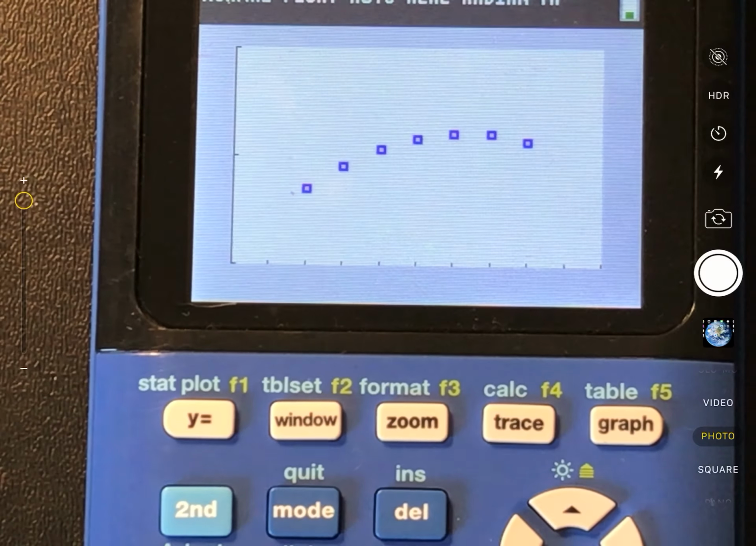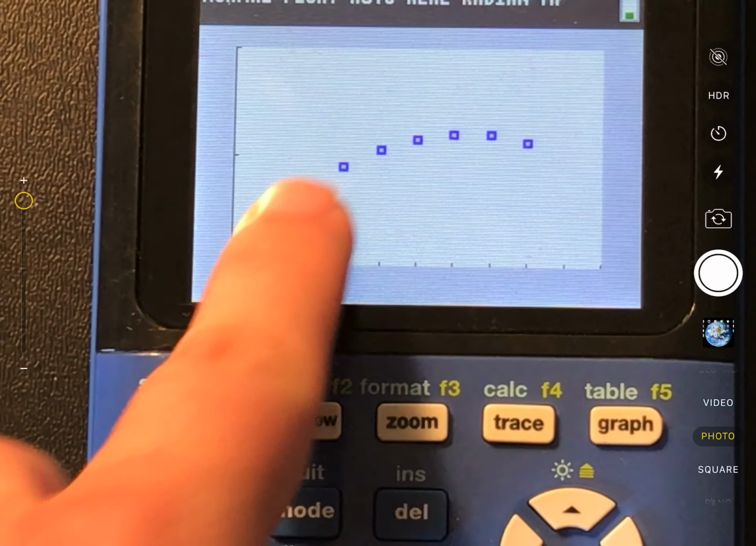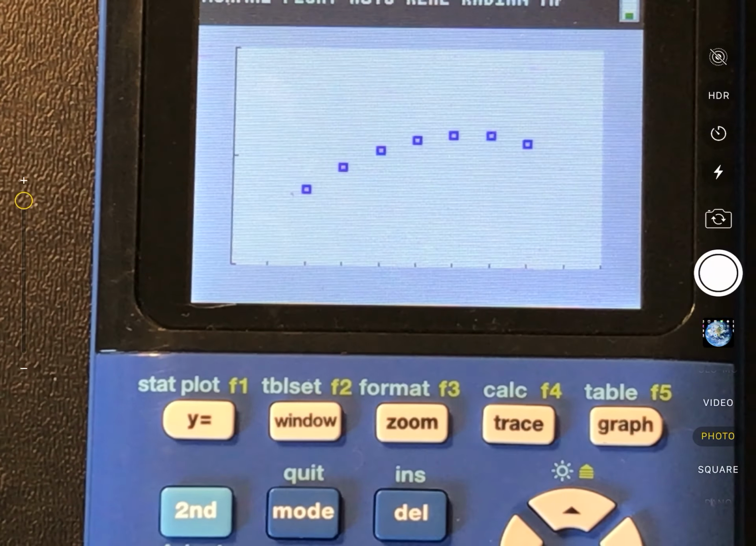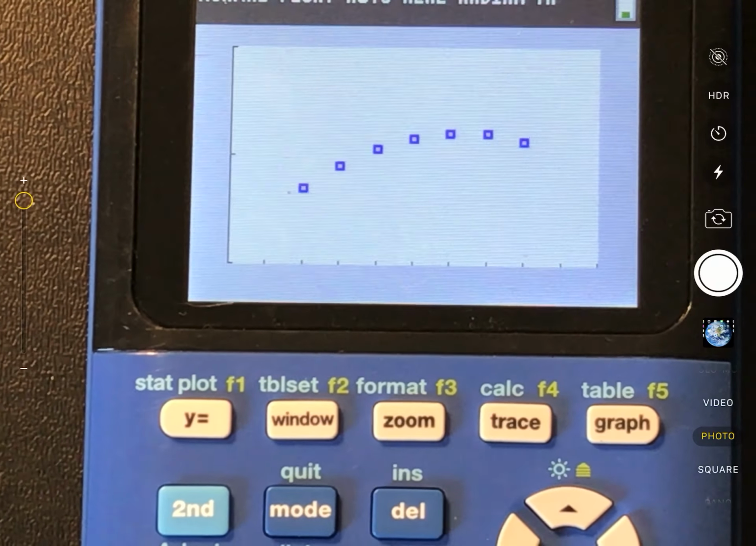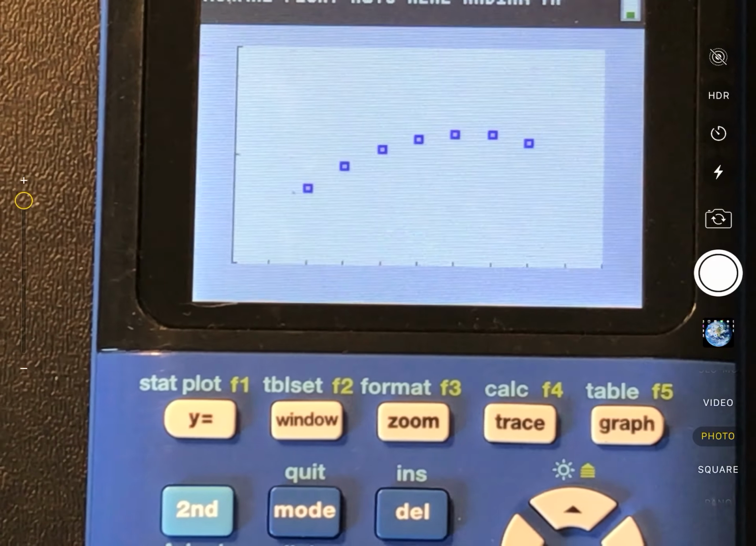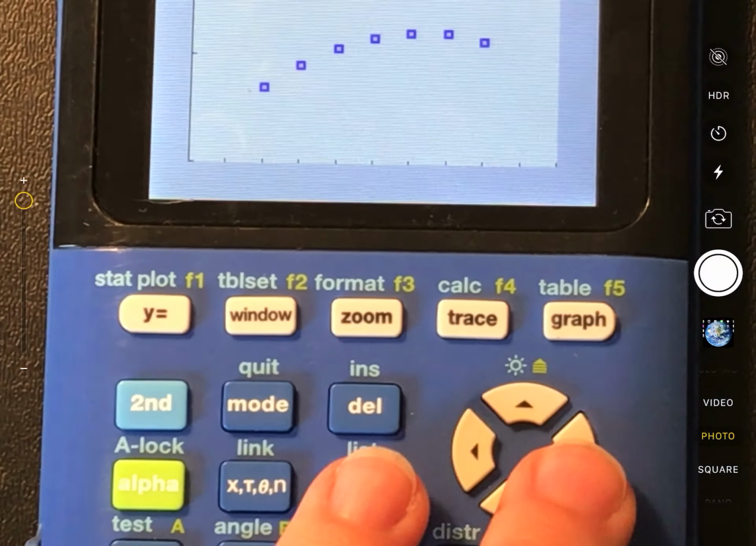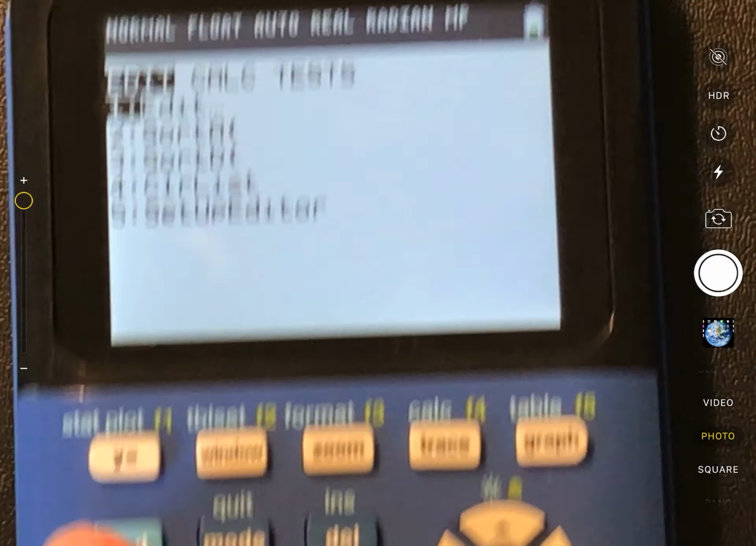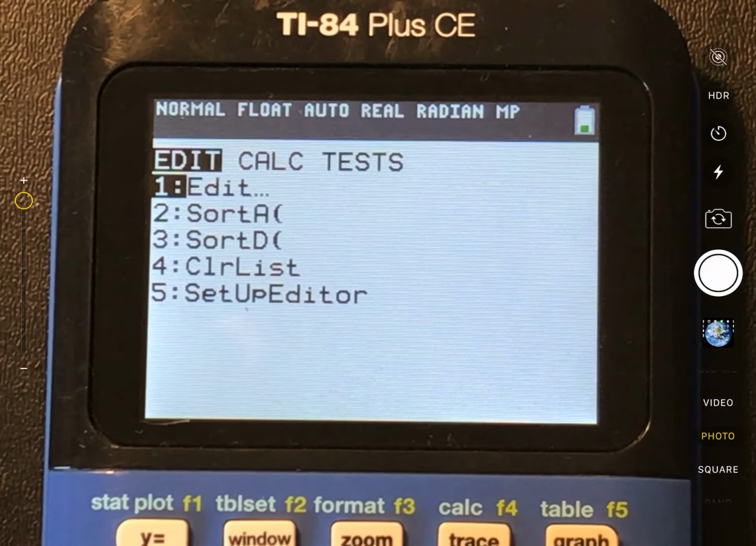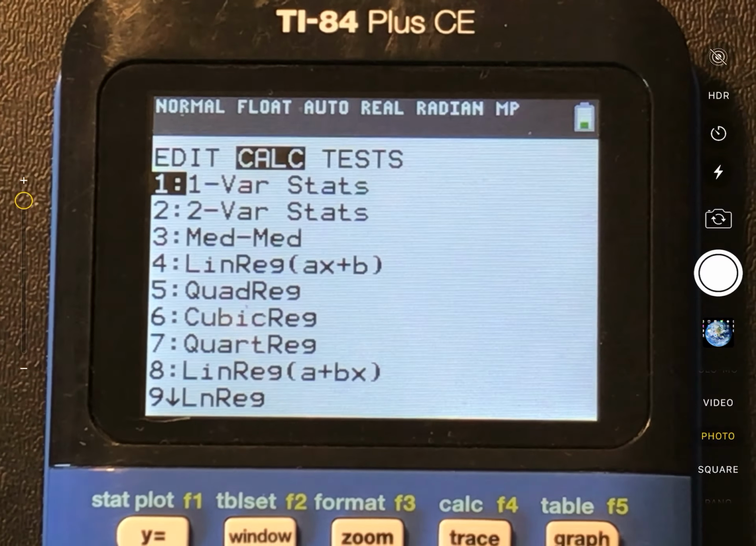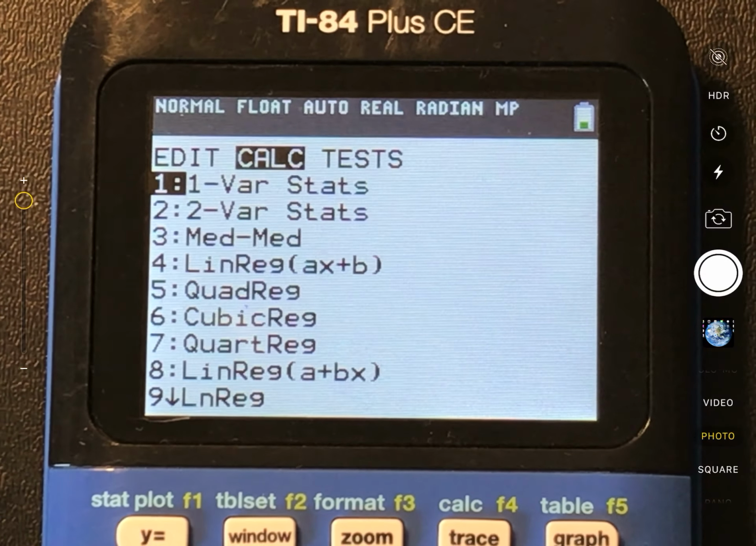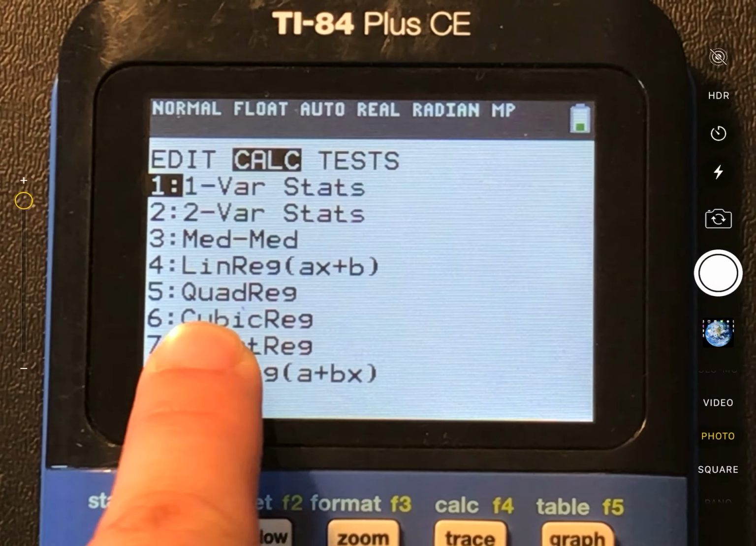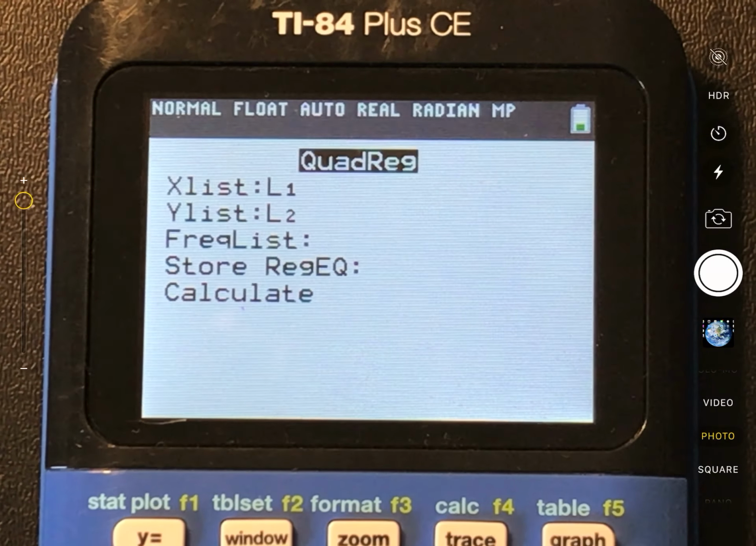All right, there's my points. Those do look quite quadratic. They make a nice little parabola there. To actually get that parabola, I'm going to have to go to stat, and now I need to calculate. From before, we did a linear regression, but we don't want a linear one here. We want a quadratic, so we want to come down here to option 5, quadratic regression.